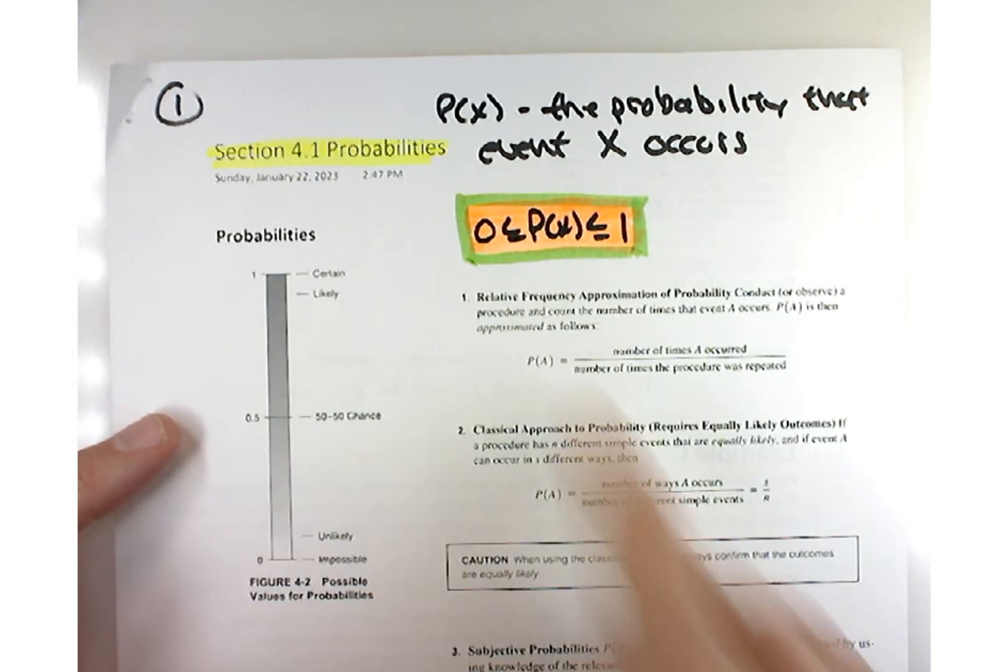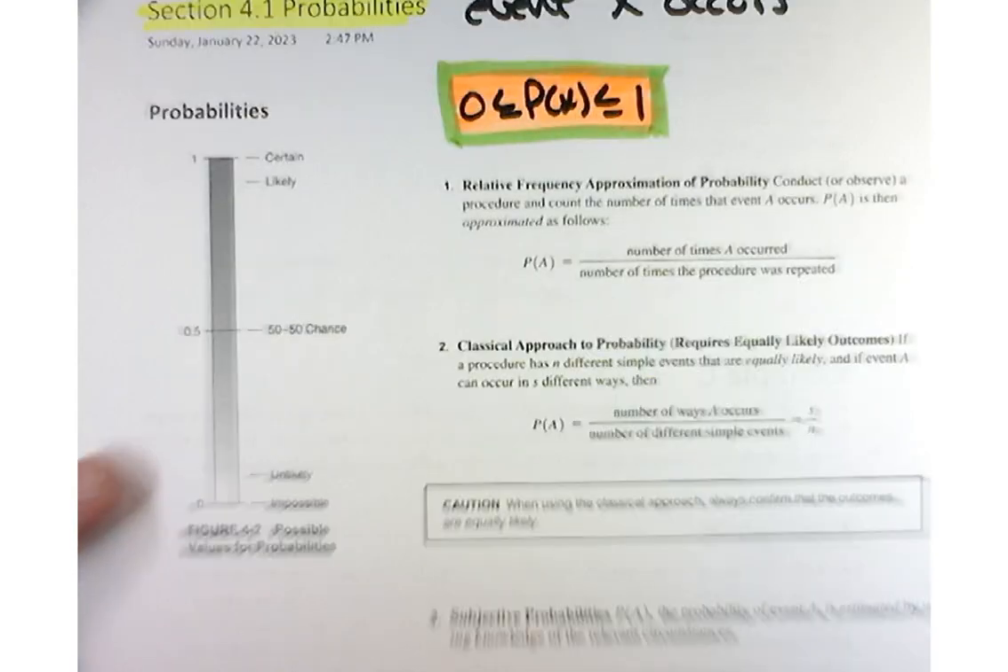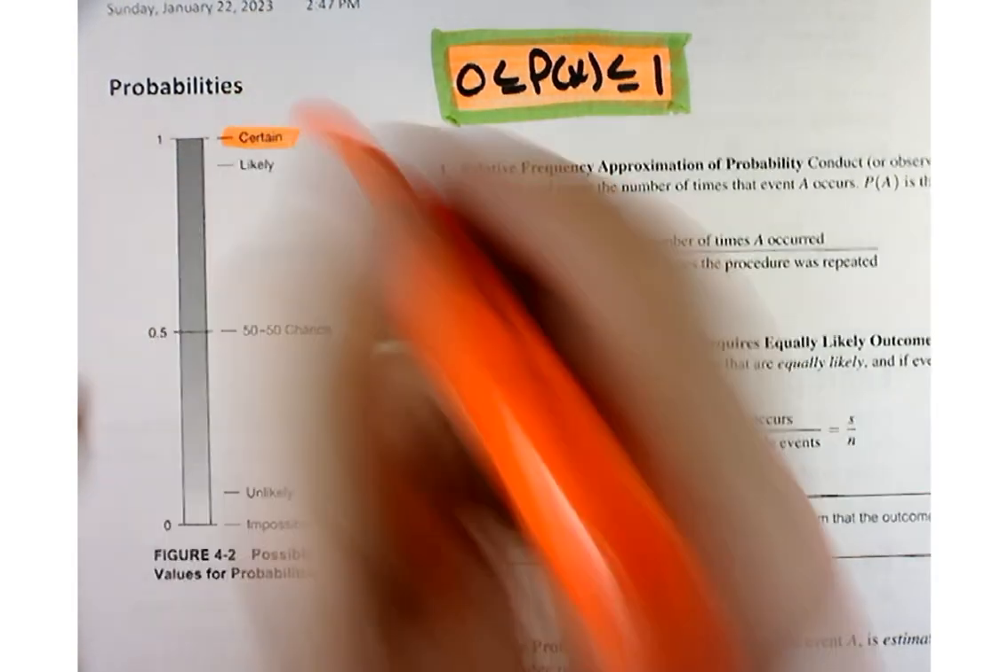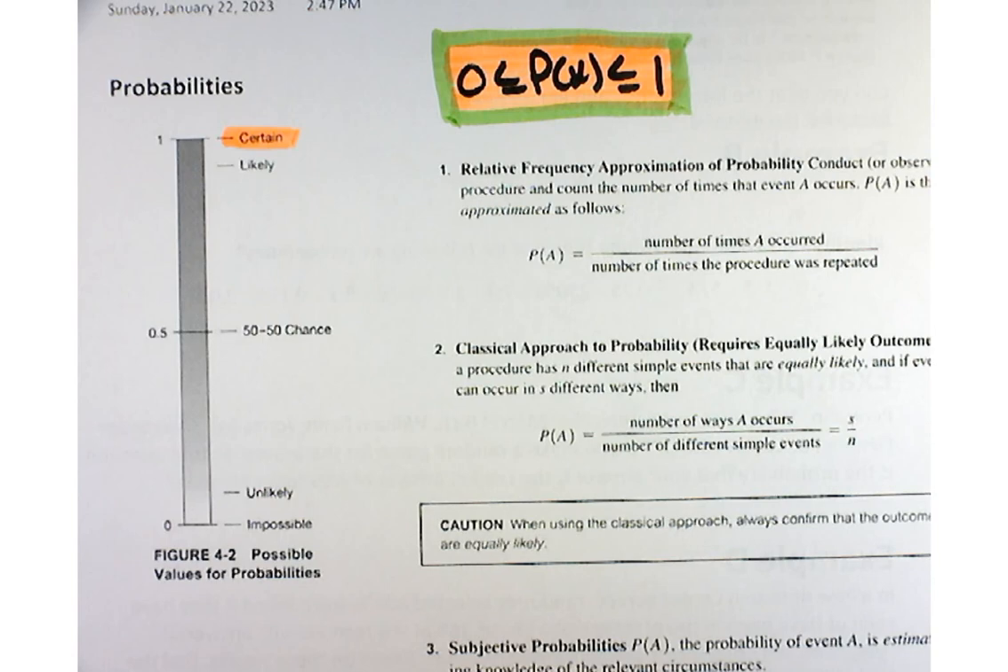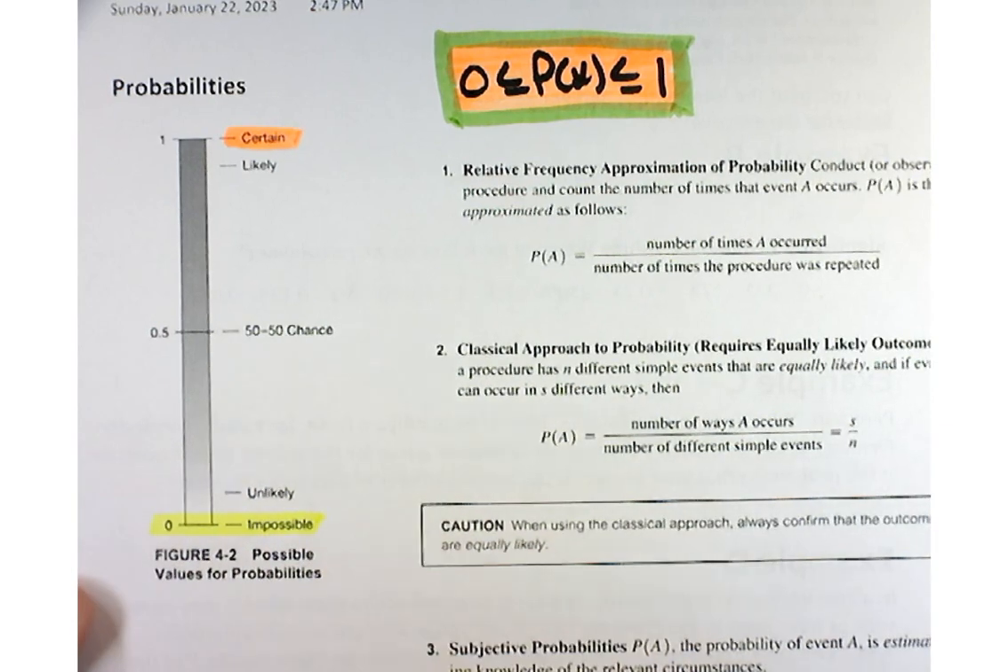The probability that an event occurs is between 0 and 1. And if your probability is 1, that means it's guaranteed to happen. Ben Franklin said that there's 2 things in life that are guaranteed: death and taxes. Both of those will occur with probability 1, at least according to Ben Franklin. On the other end, we have things with a probability of 0. And a probability of 0 means it's impossible.